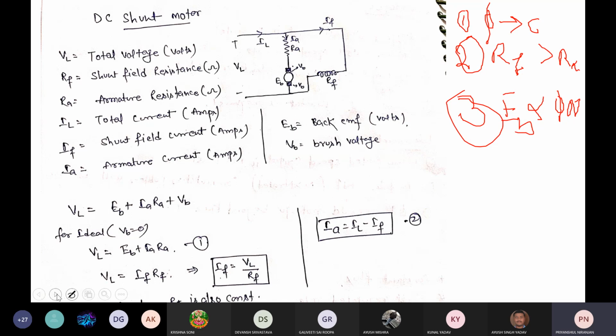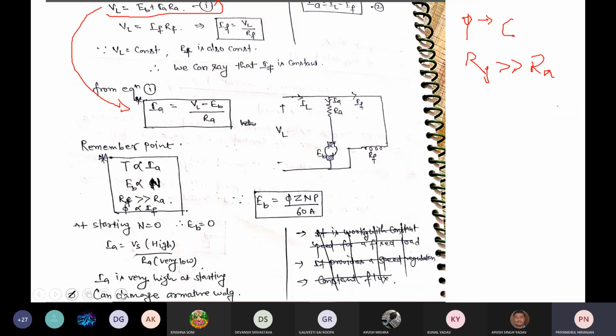So my second point from here: VL equals EB plus IA RA when we apply KVL between the armature winding and terminal voltage. So IA equals (VL minus EB) upon RA. Okay, also remember the point that torque is proportional to IA. You have to remember this part also.